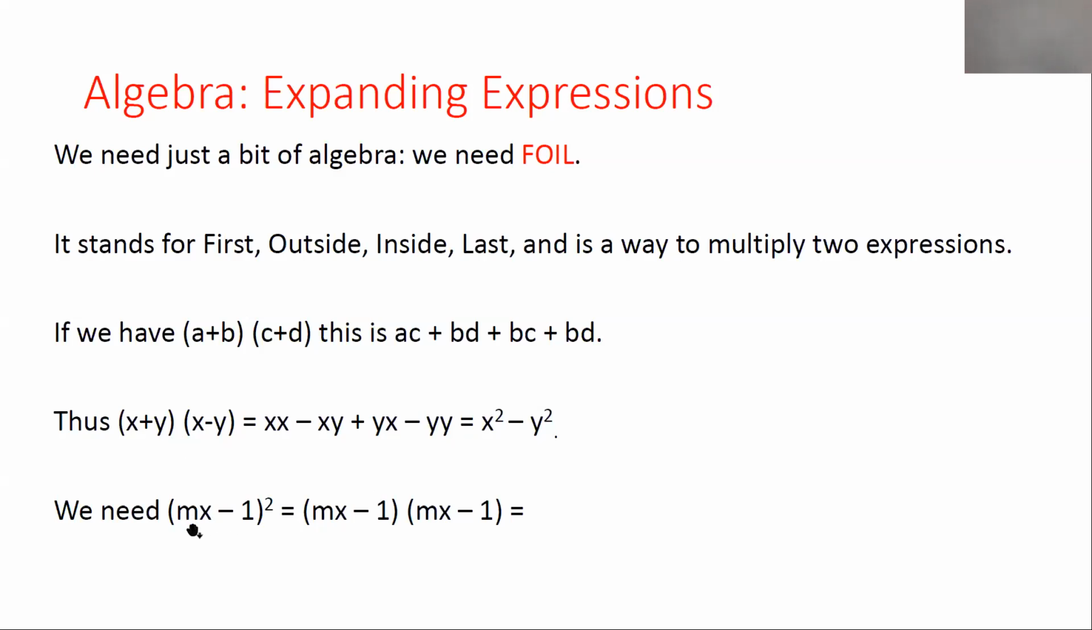So the one we're going to need is mx minus 1 squared. So you have mx minus 1 times mx minus 1. So why don't you multiply that out and tell me what you get.